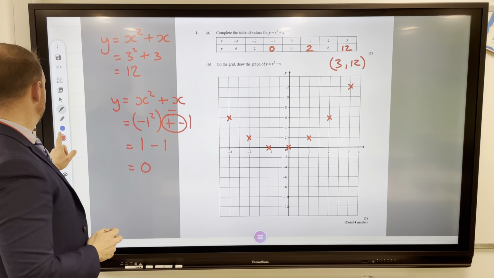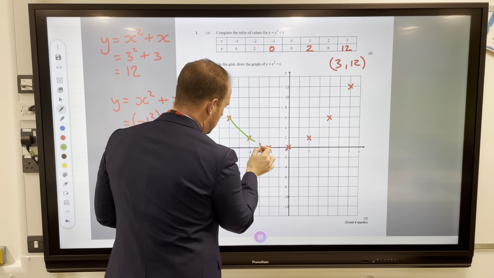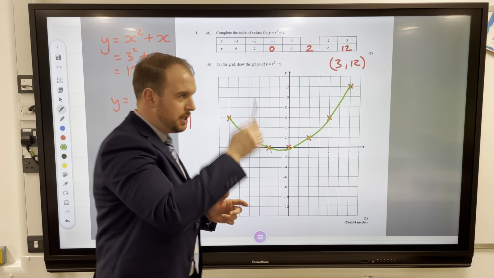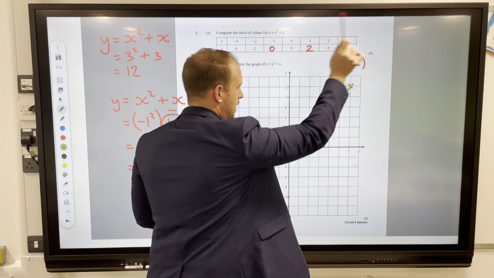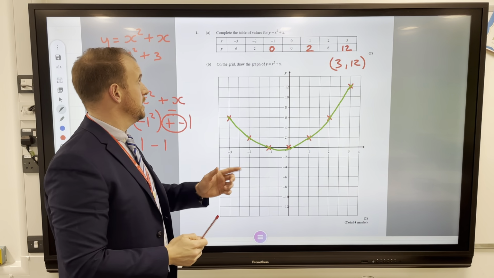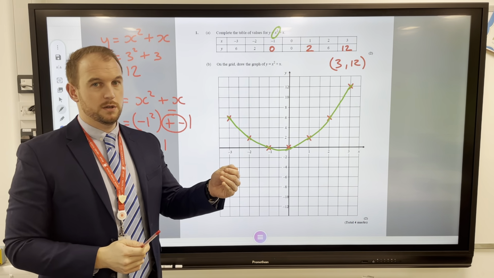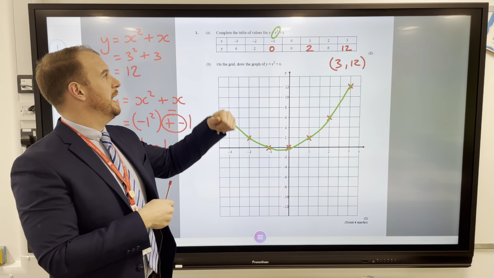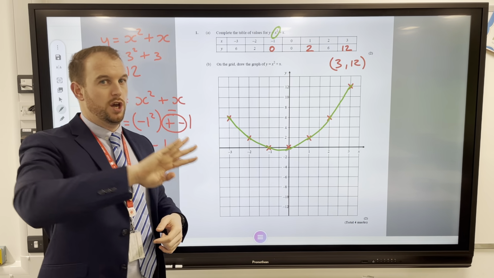I now need to join them up. I'm going to join them up with a flowing line, like that. You'll notice I didn't shade it. I'm not an artist. Just one line as accurately and as positive as you can. There it is. I have got x squared. You'll notice it is a positive x squared. It looks a bit like a happy face. If it was a negative x squared, it would give you a sad face. Look for that curve.